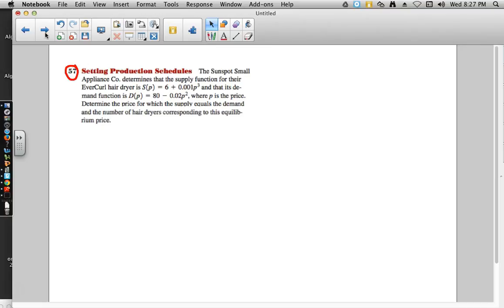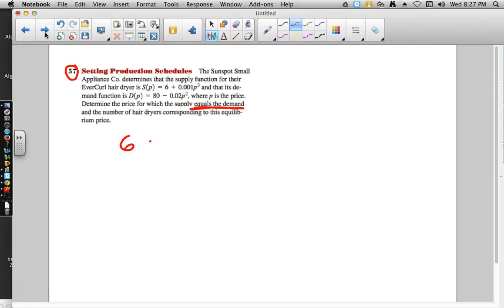And on the next page, we've got a little word problem here that apparently was messing with your heads a little bit. The Sunspot Small Appliance Company determines that the supply function for their Evercurl hairdryer is S of P equals 6 plus 1/1000th P to the 3rd, and the demand function is D of P equals 80 minus 2/100ths P squared, where P is the price. Determine the price for which the supply equals the demand and the number of hairdryers corresponding to this equilibrium price.